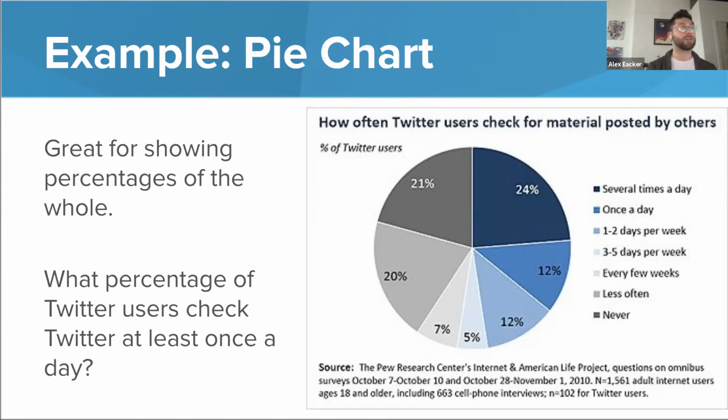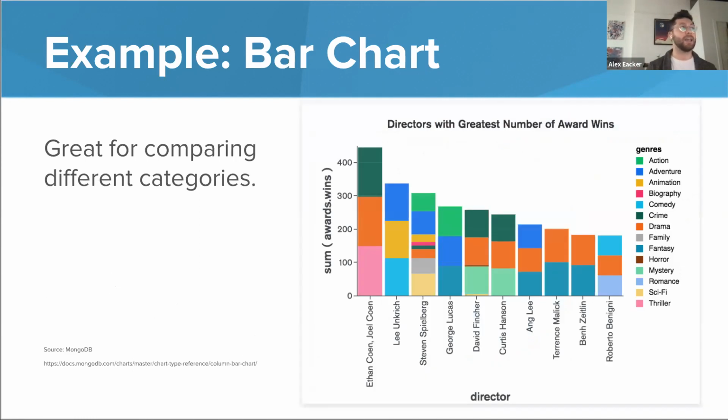The one that we're going to focus on the most today is a bar chart. I'm sure everyone's familiar with the bar chart, but we'll actually be coding an example of a bar chart, which is a little more difficult than it sounds. This is actually a stacked bar chart, which offers even more information in each bar. What we see here is the directors with the greatest number of awards. And we notice that in the first bar, we've got the highest.